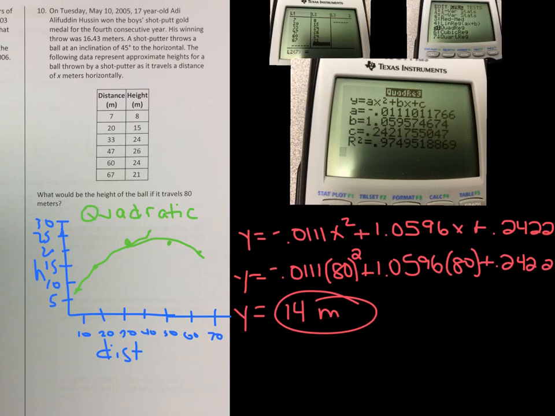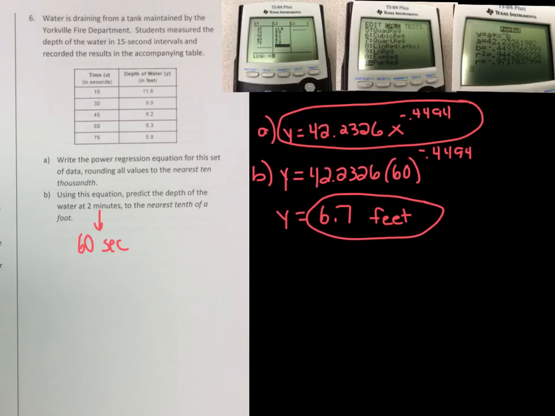Okay, in number 6, they asked you to write a power regression equation. So I showed the calculator steps right here, and this is what we wound up getting. And then for part B, they wanted you to predict the depth of the water at 2 minutes. So we didn't want to plug in a 2 because if you look in the chart, the time is recorded in seconds. So we plugged in 60 seconds instead. And to the nearest tenth, which they wanted, is 6.7 feet.